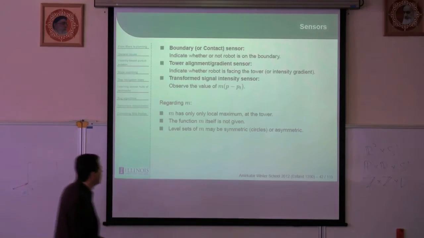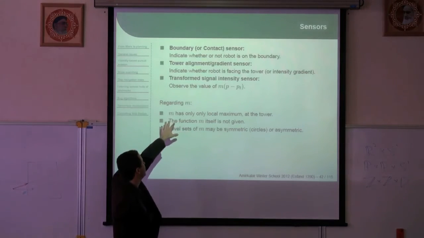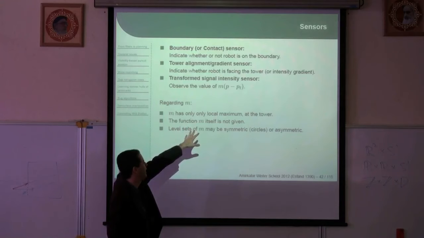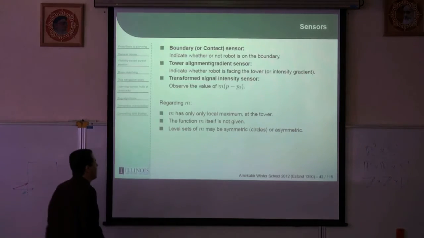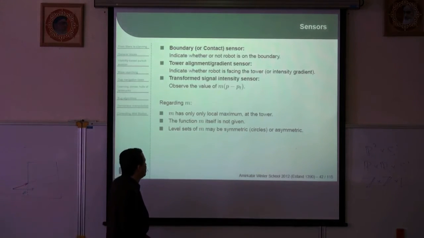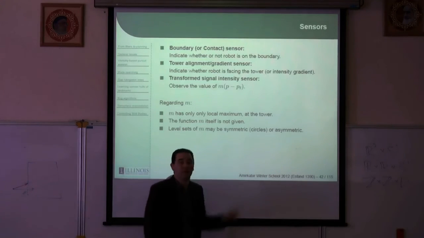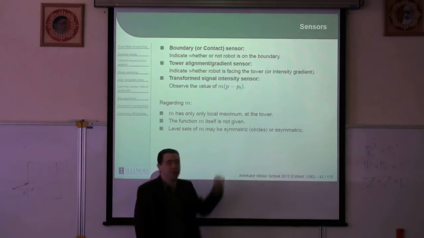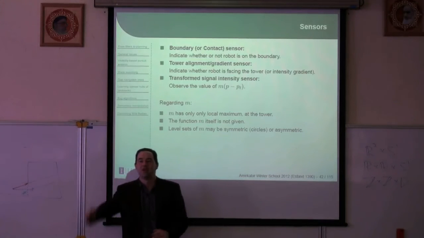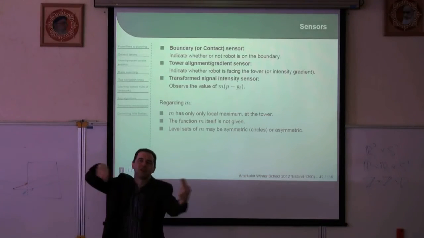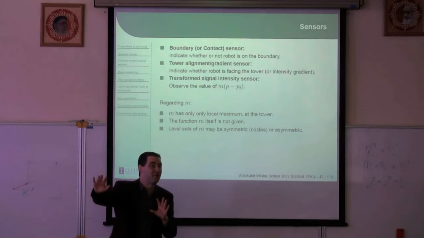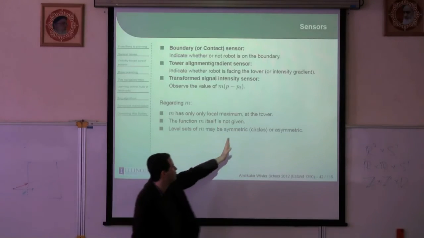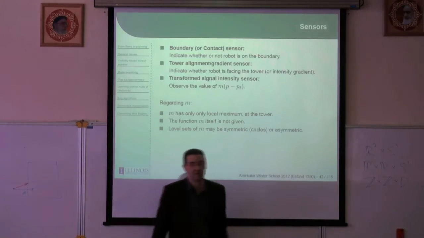All right. So M, the function here, has one local maximum, and that happens to be the global maximum, and it's at the tower. I'm going to assume that. I'm going to assume that M itself is not given, and I'm going to assume two different cases for the level sets of M. The level sets will either be symmetric, which will make nice circles. In other words, from any direction around the tower, it gives the same intensity if you're the same distance away. I still don't know how far away, but that's one assumption. Or we'll look at the asymmetric case.